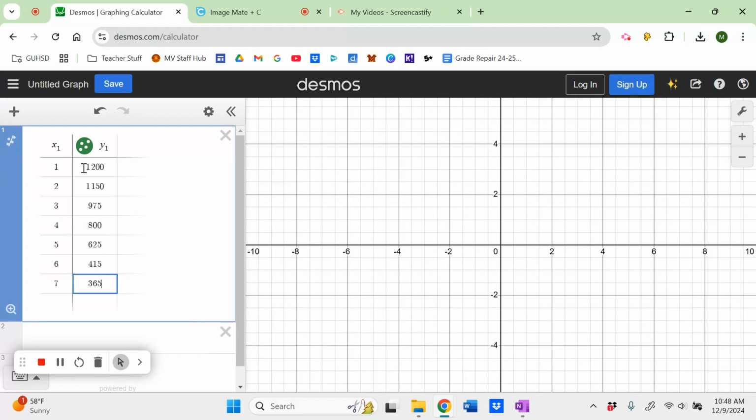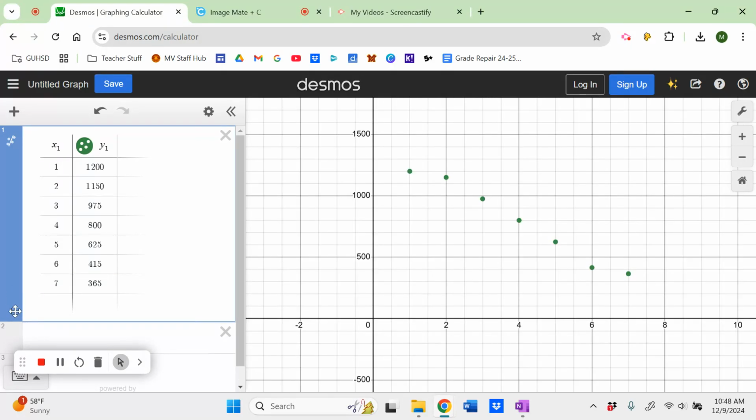Okay, so I've typed in all of my numbers into my table. You see how I don't see my points on here? There are no points that I see. If you press this little magnifying glass, it'll zoom in on your points so that you can see them. Okay, perfect. So I can see that they're trending downwards. This is a negative correlation.